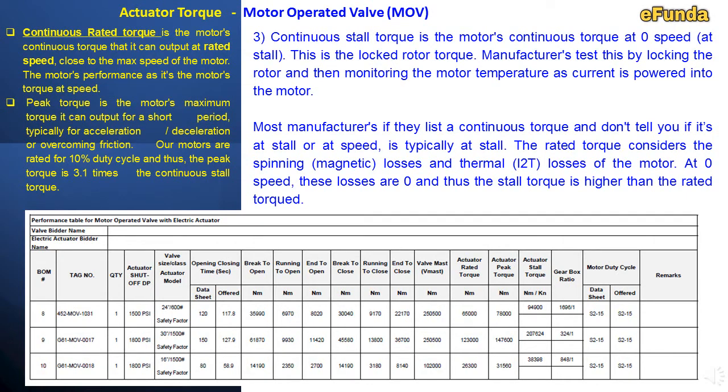Then the important part is the motor duty cycle, where the data sheets and the vendor offered configurations are given. This table is a little difficult to understand at the first stage, but one can practice this to understand the complete terminology which we have seen in actuated ball valves. Similarly, the performance table for MOV is also applicable, where electric motor actuator details are given.